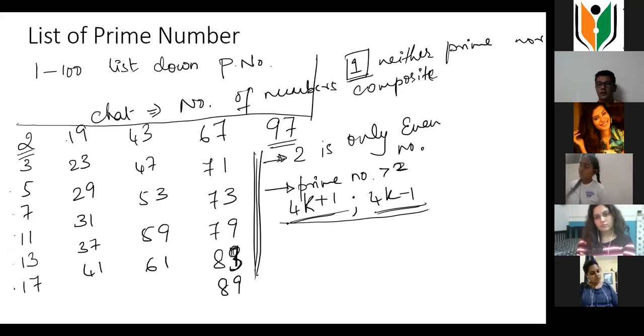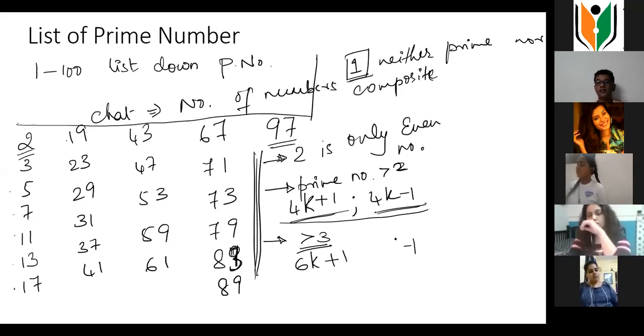Great. Another observation is any value here which is greater than 3. So this was for a value greater than 2. Now let's look at a value greater than 3. Any value which is greater than 3 is 1 more or 1 less than a multiple of 6.